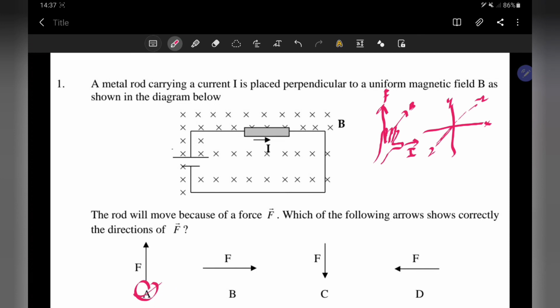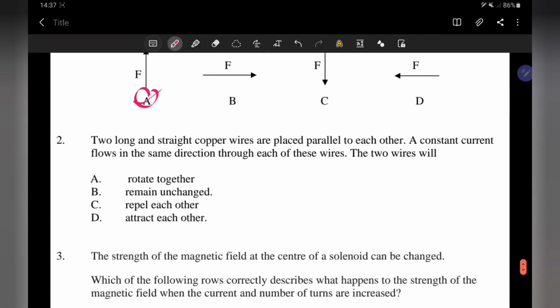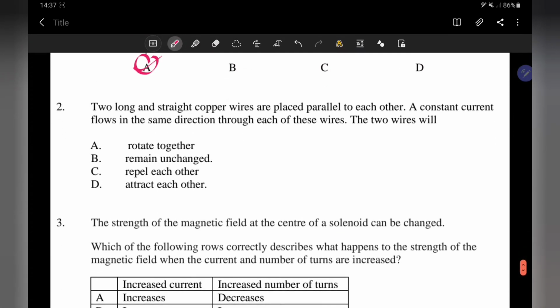Next, second. Two long and straight copper wires are placed parallel to each other. A constant current flows in the same direction. So we know that for the same direction, they will attract each other. So the answer is D. See, it's too simple. Physics is so easy actually.